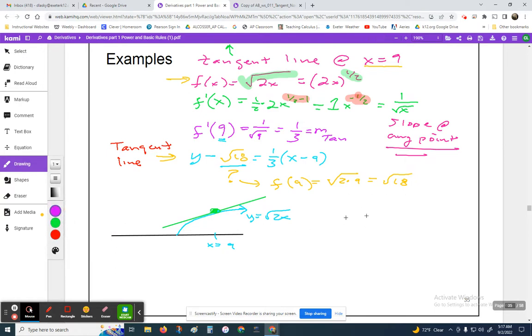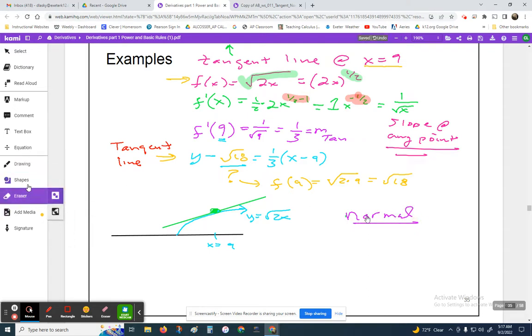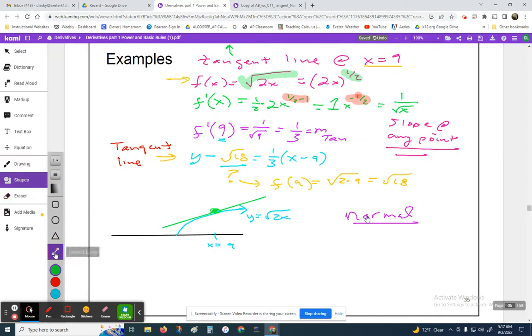So now they want us to find the normal line, right? So we got the tangent and the normal. The idea behind the normal is it is perpendicular to the tangent line. This is supposed to be perpendicular, and it kind of sucks. Let me try that again. There we go. It's supposed to be perpendicular there.